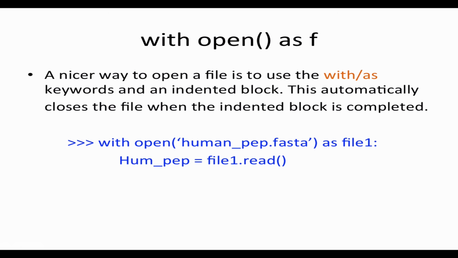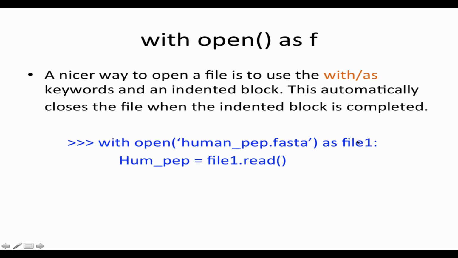OK. Again, this is a little more sophisticated. You don't have to do it this way, but it's nice. It's sort of like file compression. It mushes a bunch of steps into one, and it takes care of the close for you. You don't have to close if you use with open. So you say with open humpep fasta as file1.